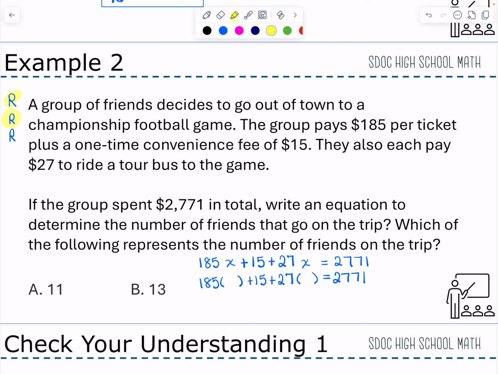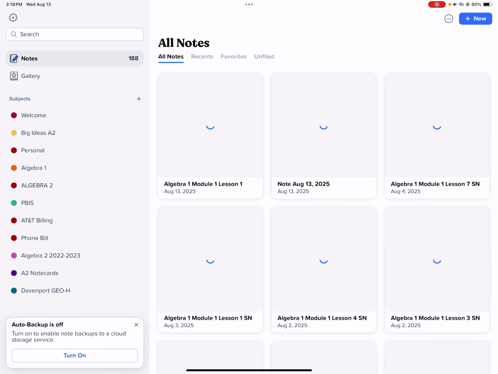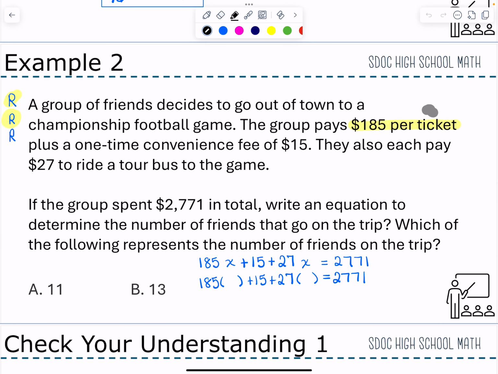A group of friends decides to go out of town to the championship football game. Nothing there is important. The group pays $185 per ticket. Okay. How many tickets? I don't know. So that's what becomes our variable, X for tickets. Okay, let me erase that. Our tickets is going to be X. So I don't know how many tickets they bought.